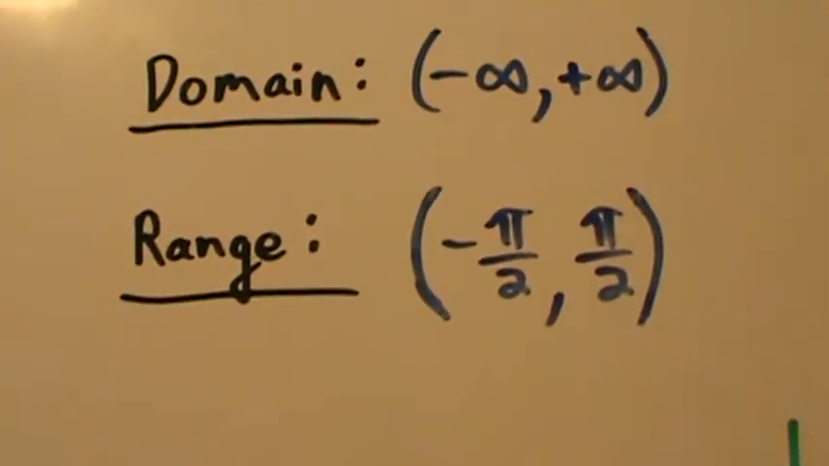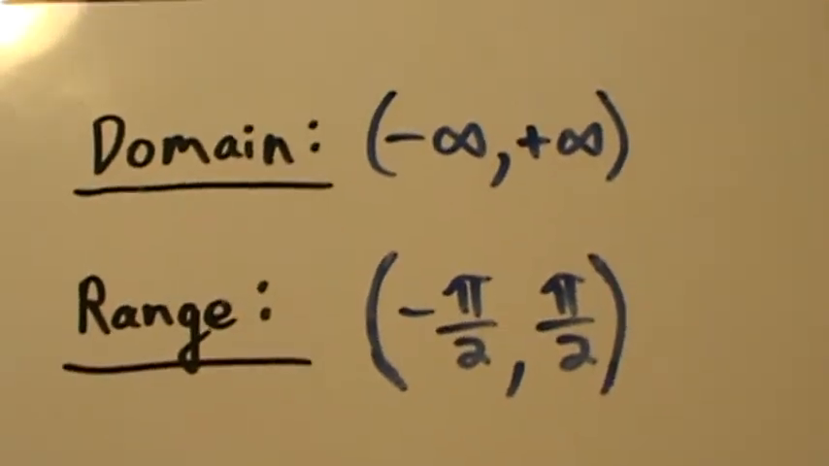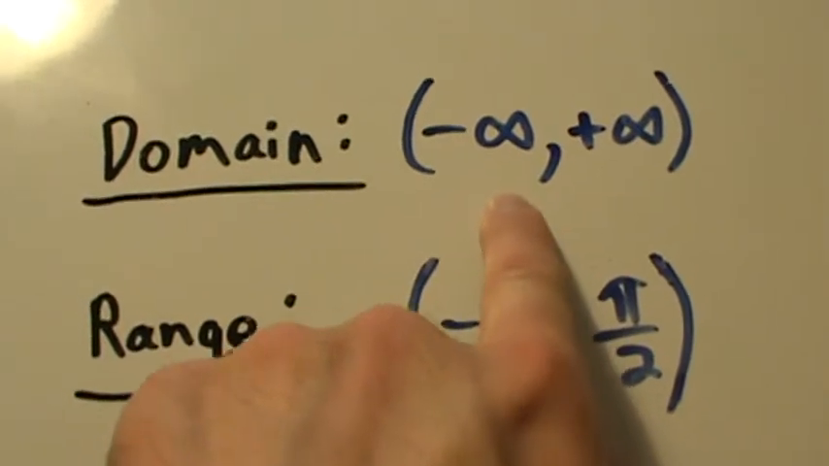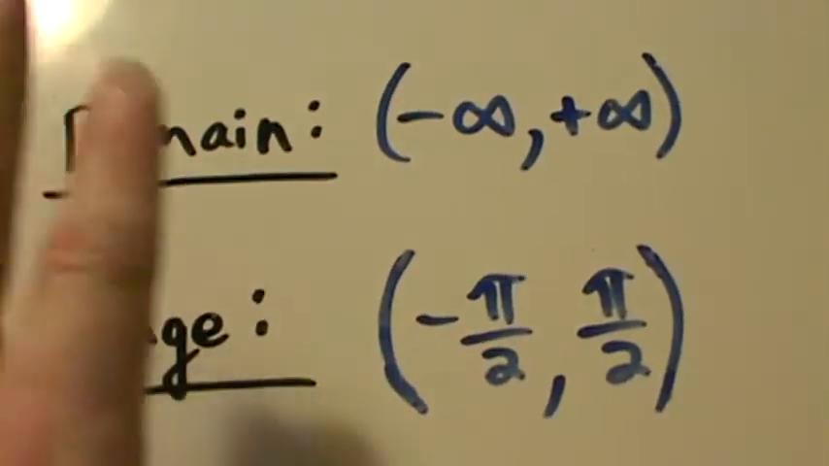Okay, so the domain, as we saw from the graph, remember the graph extends infinitely far to the left and to the right, so the domain is actually all real numbers. So you can take the inverse tangent of anything you want. Okay, that's kind of nice.